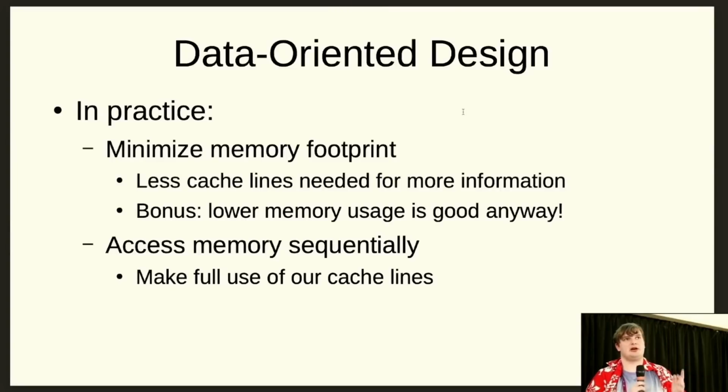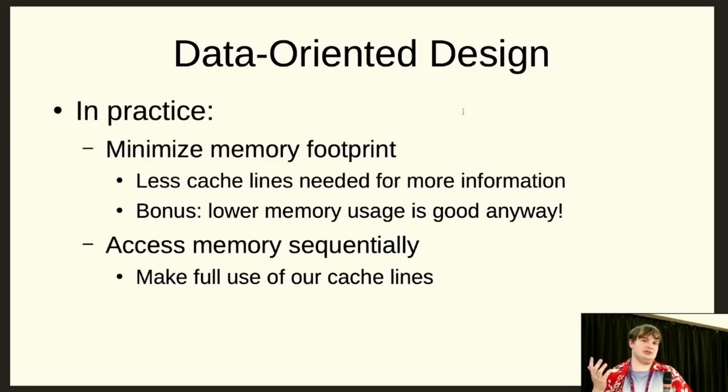So what does this mean in practice? Well, it basically means we want to make optimal use of our cache memory. And to do that, we do two key things. The first is that we want to use as little memory as possible, because the more memory we use, the more saturated those cache lines are, the more we have to fetch stuff from main memory again, which is slow.